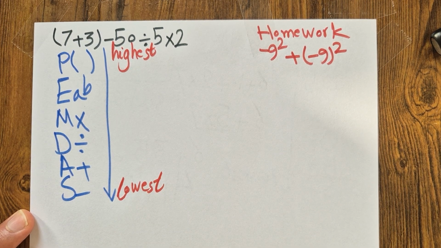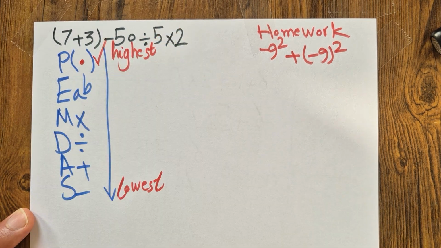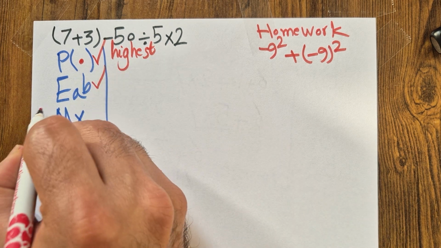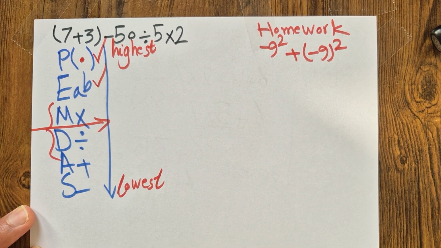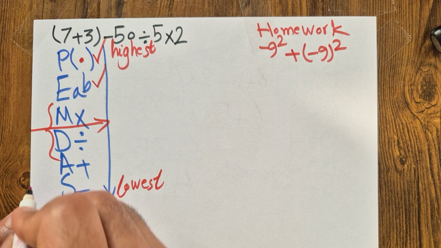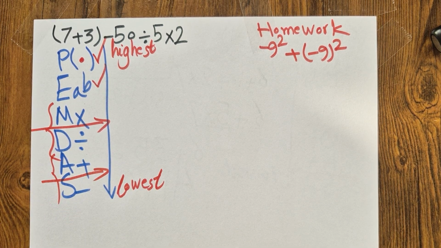What PEMDAS tells us is that you must go for parentheses at first because they have the highest priority. Then you're allowed to go for exponents. Then for multiplication and division from left to right. So whichever comes first, they have the same priority and precedence. And finally, go for addition and subtraction from left to right.